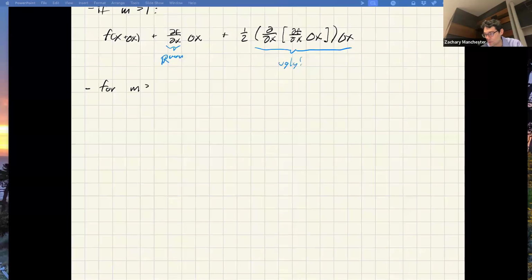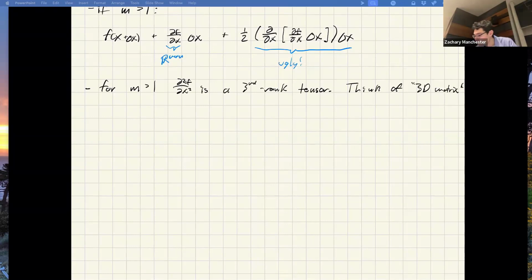Okay, so for m greater than 1, this thing is a third rank tensor. You can, as we said, think of this like a 3D matrix. So it has 3 indices instead of 2, right? And basically, I'm going to now show you some tricks.